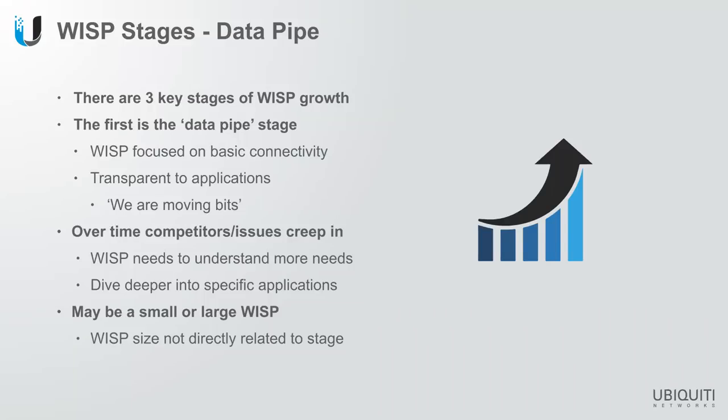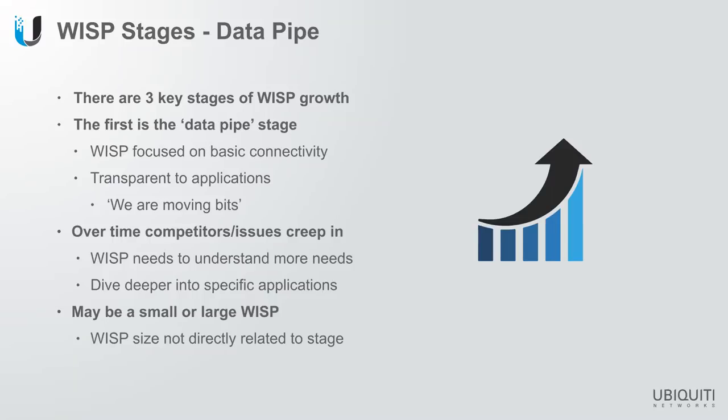We can support the network. We can keep it growing, all that kind of stuff. The problem with this for the long term is that over time, competitors and application-specific issues tend to creep in for really any ISP. You might have, for instance, a lot of customers who are high-performance gaming clients, and they're very particular about latency or jitter and things like that.